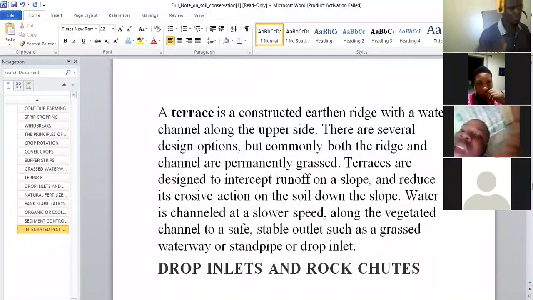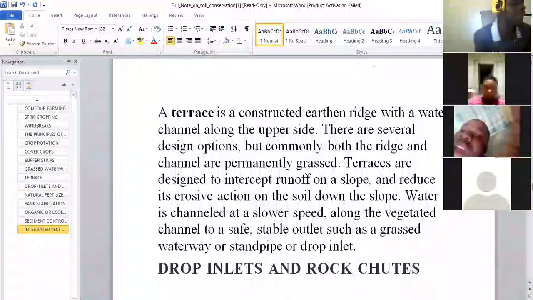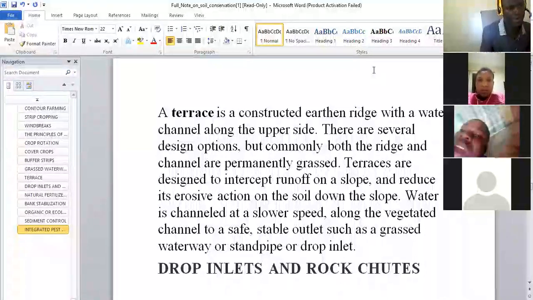So it's just a channel for the water to run through from the highlands, from the top of the mountain, down into the valley. Do you understand? So you create channels along the height of the land, so that once it rains, the water passes through. Now, terraces are designed to intercept runoff on a slope and then reduce its erosive action on the soil down the slope.